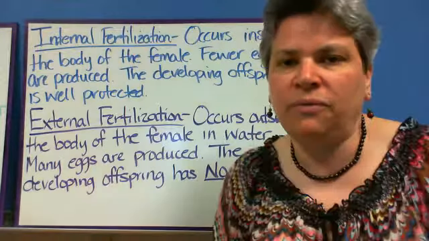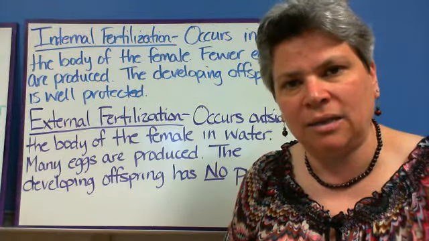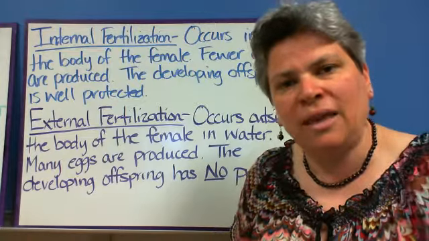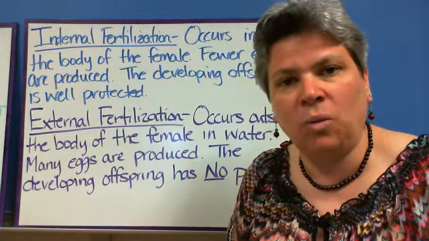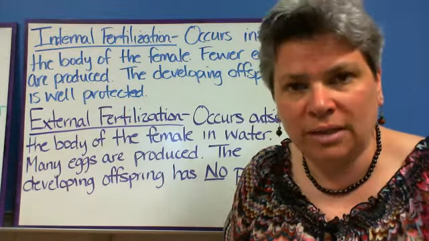So what happens? The female goes through the water and deposits the eggs, and then the male will go by the eggs and deposit the sperm into the water. The sperm can then swim because they're in water, and they will go and fertilize those eggs.